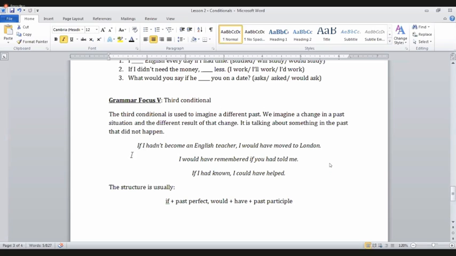But in the third conditional, both are past. If I had known this, in that past the result would have been like this. Okay? So both are past. Is it clear?